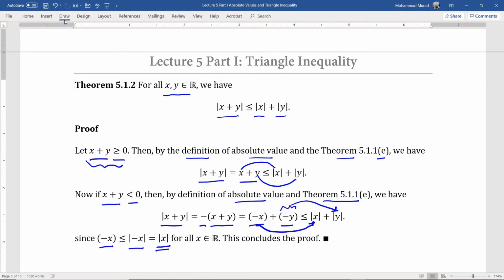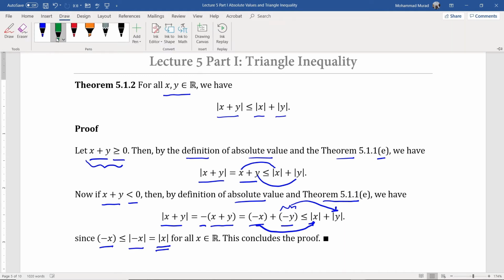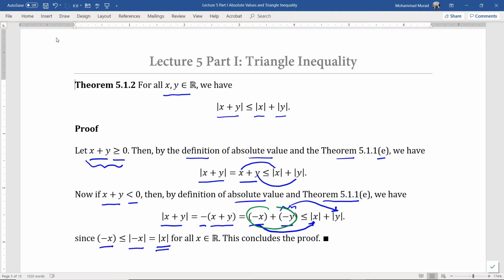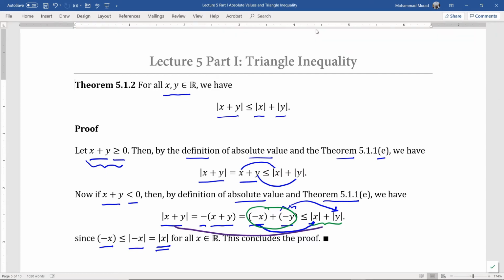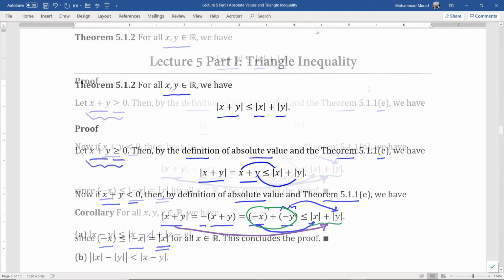So the sum in the left-hand side must be smaller than the sum in the right-hand side. So we proved that this quantity is smaller than this number. This concludes the proof.